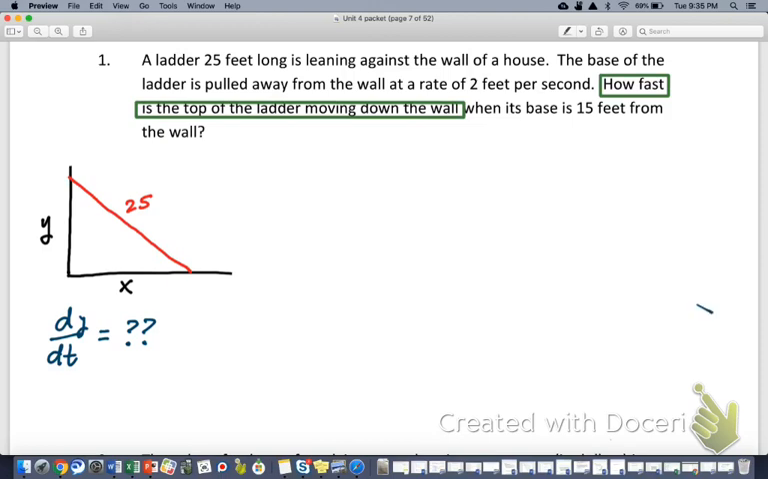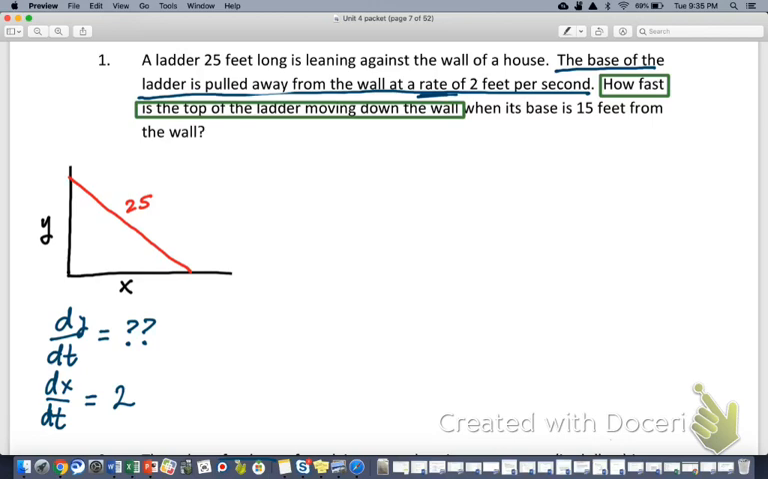And when I look at this, I see the base of the ladder is pulled away from the wall, and there's that key word, at a rate of 2 feet per second. So somebody's pulling this ladder away from the wall. And so I'm going to say that the rate of the base being pulled away from the wall would be represented by dx/dt, and this would be 2. Again, the key word there, of course, is rate. That's how I know that it's another rate. And I would interpret that as dx/dt, since I labeled my base length x.